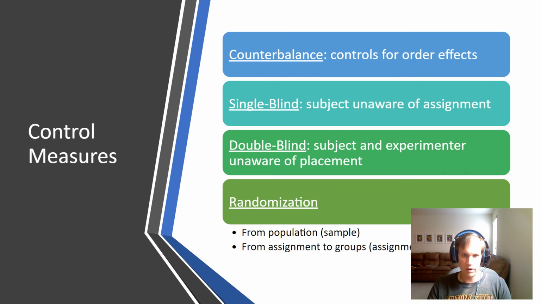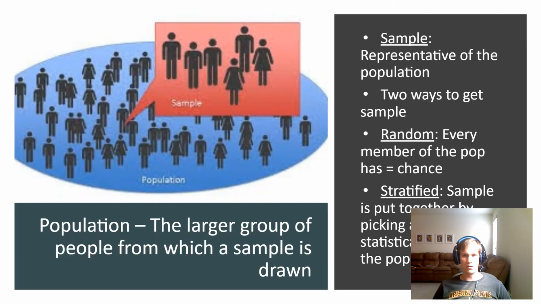And then randomization from your population and from your sample. The population is the large group that you draw a sample from, and the sample is the representative group of that population. Okay, so you can't do your research method on a huge group like a whole population. So you pick a representative sample of that, to try to get accurate data that represents the entire whole.